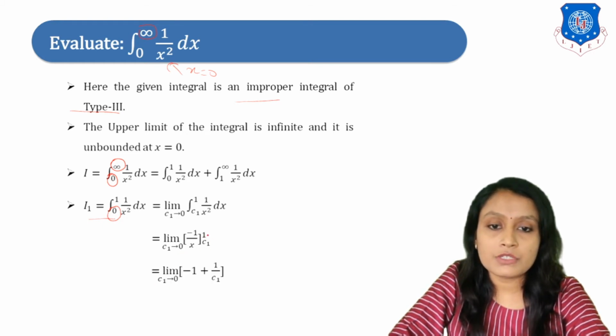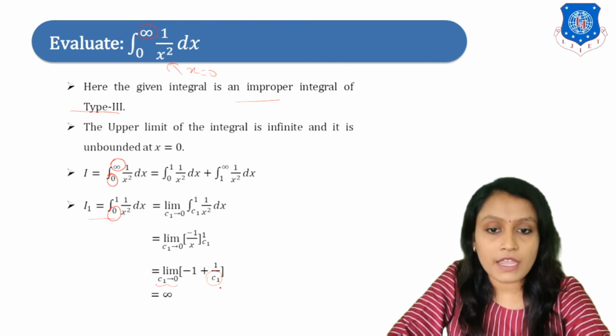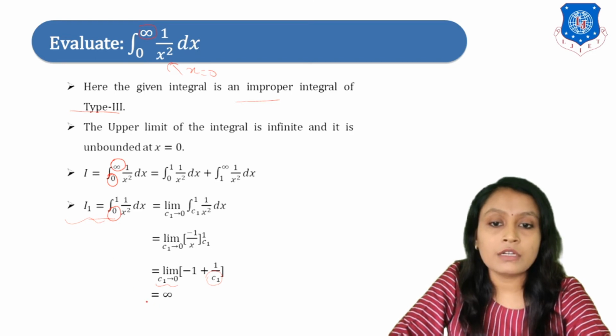Limit c1 tends to 0. First, in place of x, substitute 1. So you will get minus 1, and minus minus will become plus. And in place of x, substitute c1. So you will get plus 1 upon c1. Okay. Now as c1 tends to 0, as this goes to 0, this whole term will go to infinity. Right. So the answer of this integration I1 is what?